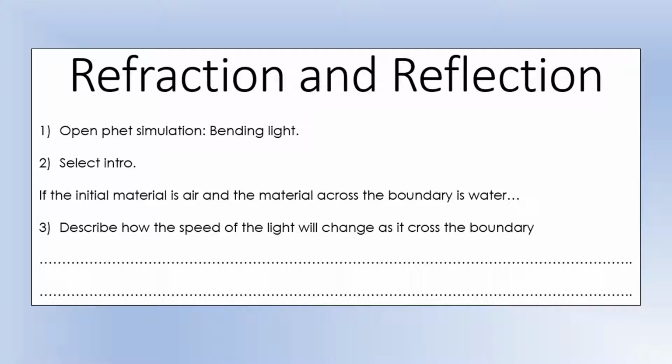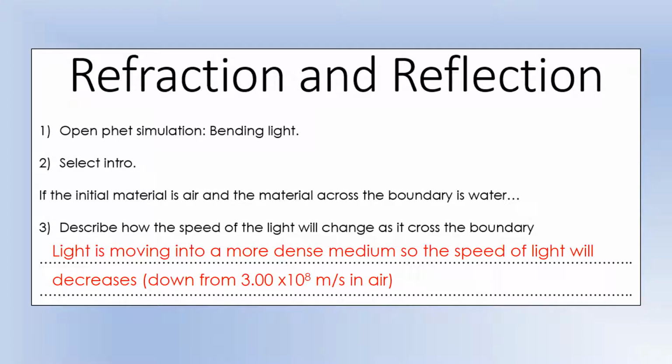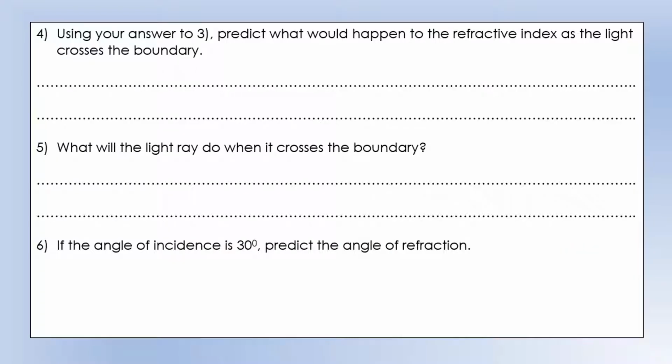So the first thing we're going to do is describe how the speed of light will change as it crosses the boundary. Well, water is a more dense medium, so the speed of light is going to decrease. It would start at about 3 times 10 to the 8 in air, but it'll go to a value less than that.